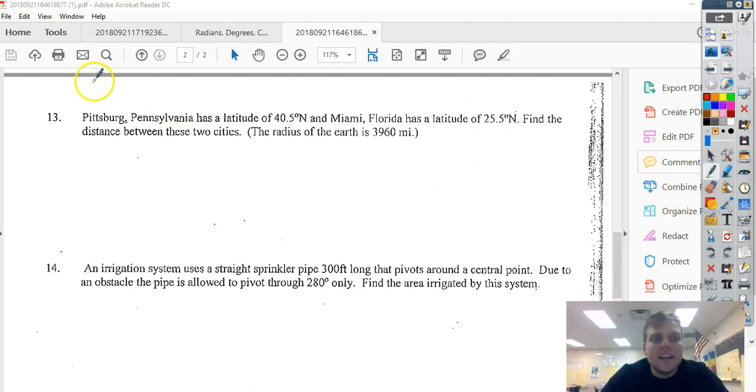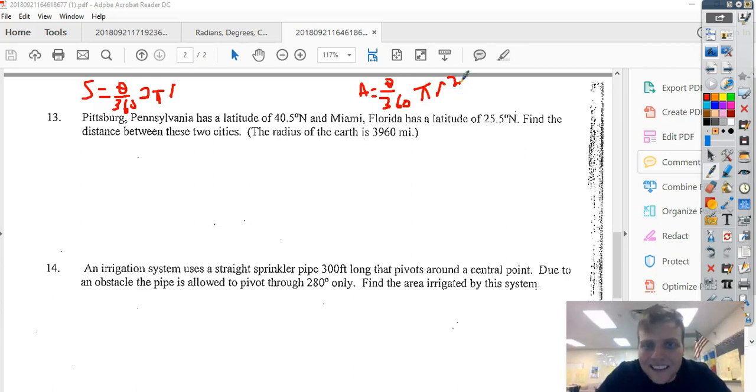So to do that, here's the arc length. S is equal to theta over 360, times 2 pi r. That's how you find arc length in degrees. And to find area of a sector in degrees, it's A is equal to theta over 360 times pi r squared. Okay? And that's what I meant to do earlier. So that's how you find both arc length and area of a sector in degrees.